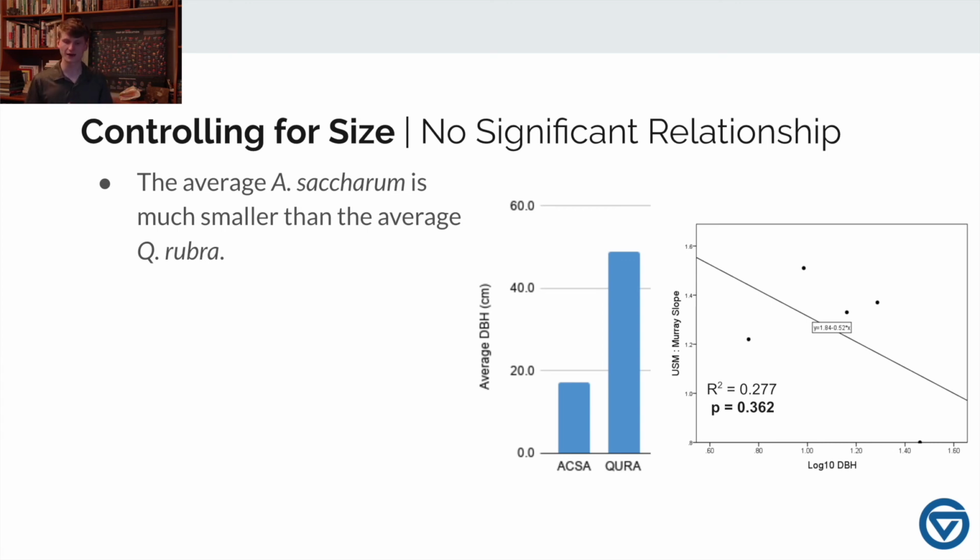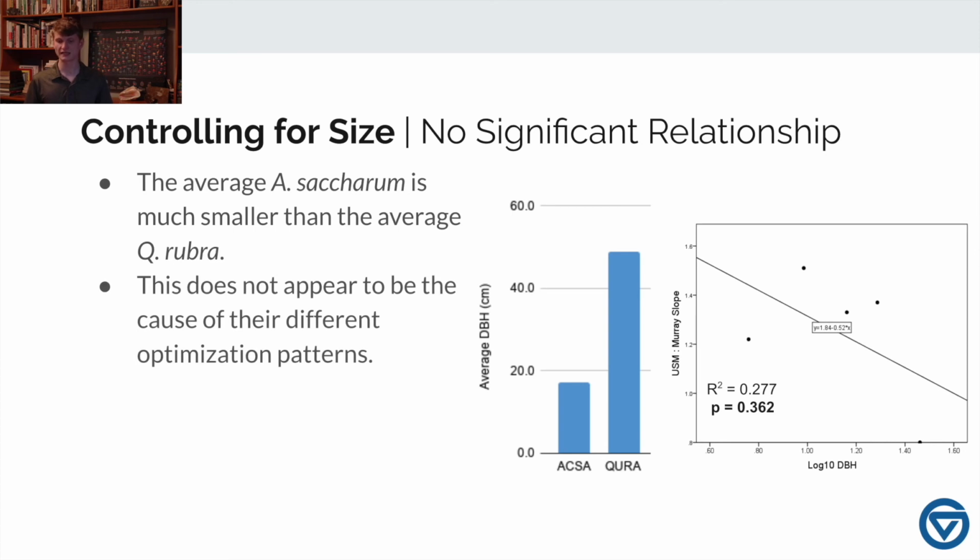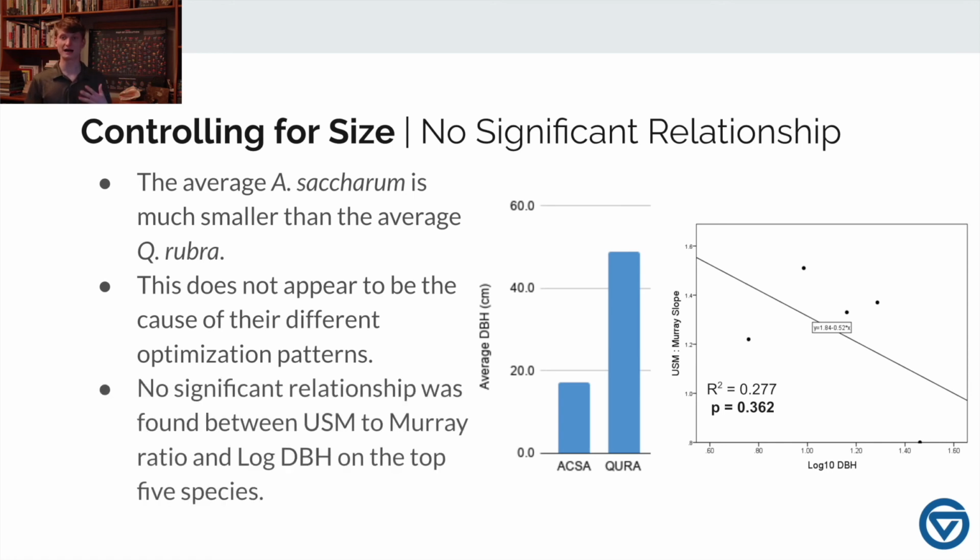Well, no, it's not. We ran that regression there on the right, each of those points being one of those 5 species that I mentioned, and look at that, there's not a significant relationship there in any shape or form. And that's comparing that ratio that I mentioned earlier to the log 10 DBH, basically comparing the ratio between Murray's law and the USM and the size of the tree, and there's no relationship. So it really seems that there is a species difference there, not just a size difference. These optimization differences are due to them being different species, not just due to a different size composition.